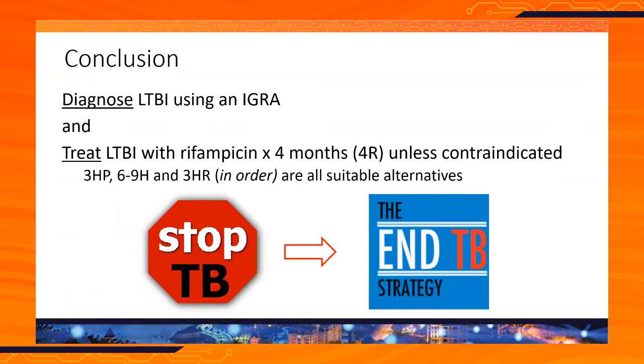And so to conclude, I would recommend for most patients you diagnose latent TB infection using an IGRA, and that you treat it with rifampicin for 4 months, unless it's contraindicated, in which case the 3 months of isoniazid and rifapentine, 6 to 9 months of isoniazid monotherapy, or 3 months of isoniazid and rifampicin, probably in that order of priority, are suitable alternatives.